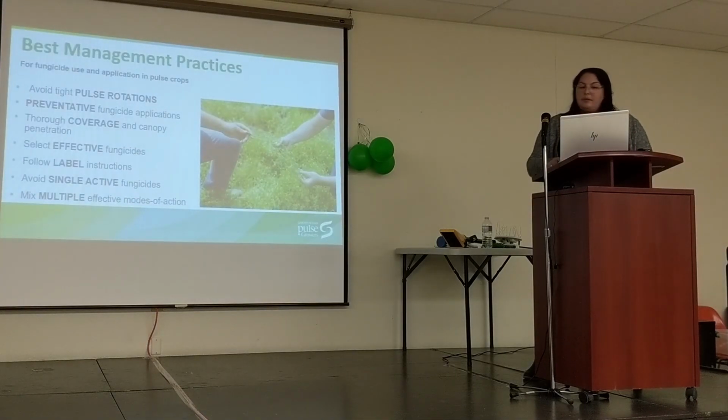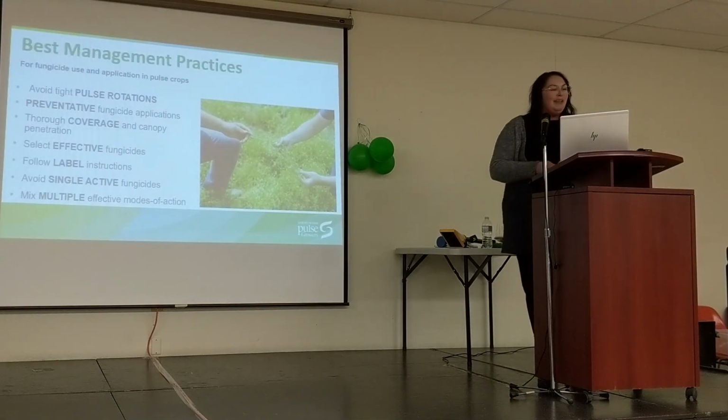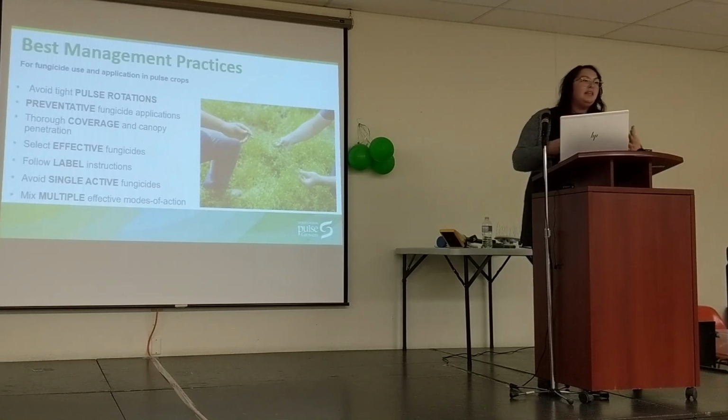And so again, I'm going to drive these home as many times as possible, but particularly when we look at fungicide insensitivity in our pulse crops across the board, avoiding tight pulse rotations, sticking to that pulse rotation is a key, whether it's root rots you're managing or foliar diseases. Preventative applications, coverage, label, avoid single active use, and look at multiple mode of action products to avoid building up genetic resistance or resistance to other fungicide groups that we are currently relying heavily on at the moment.